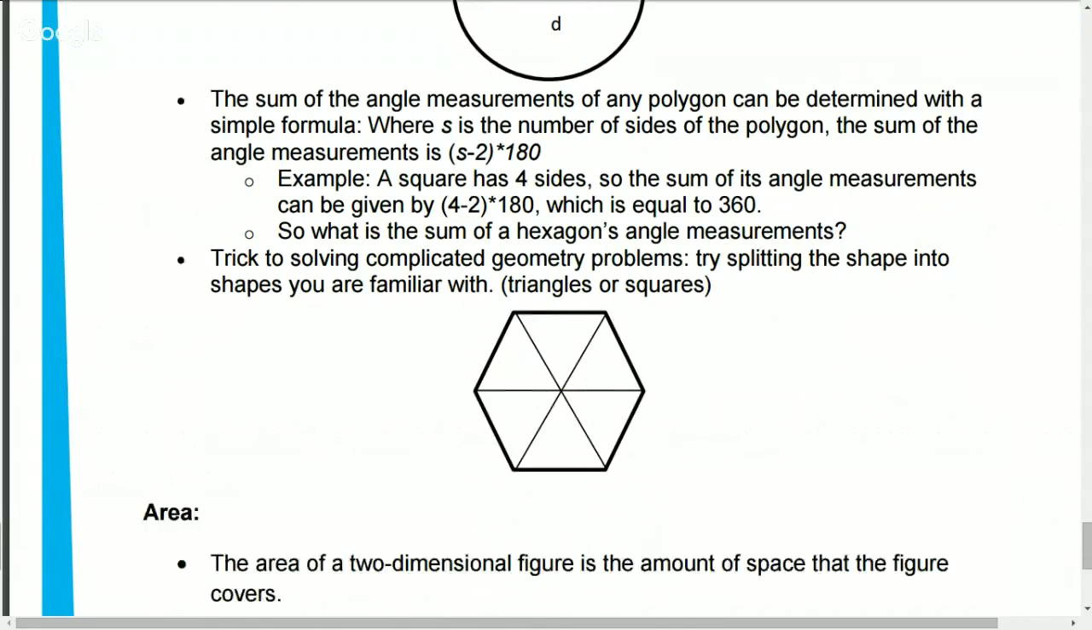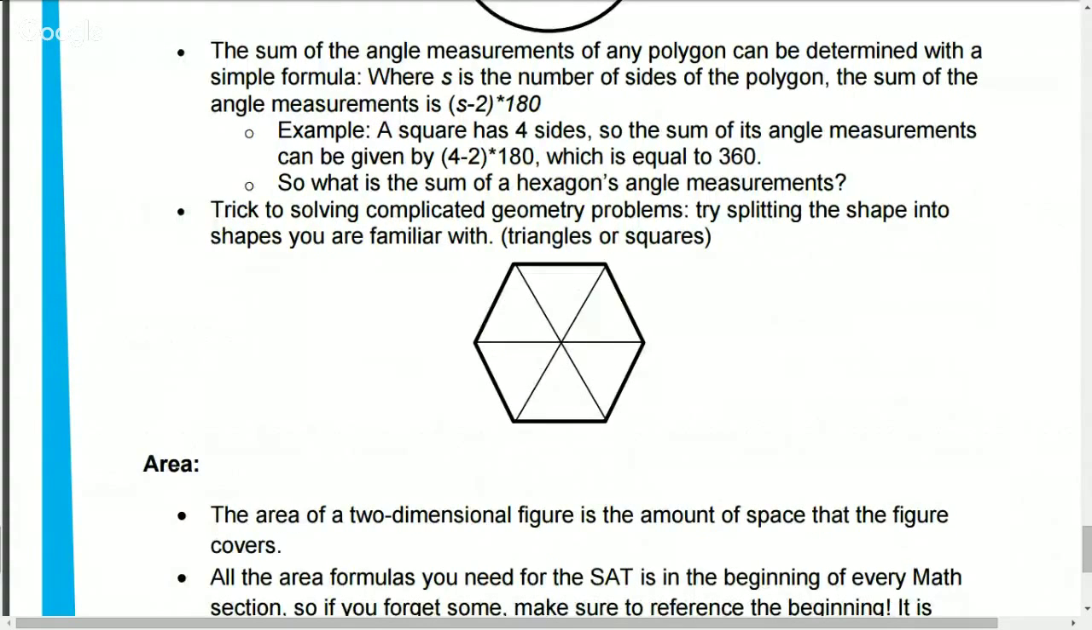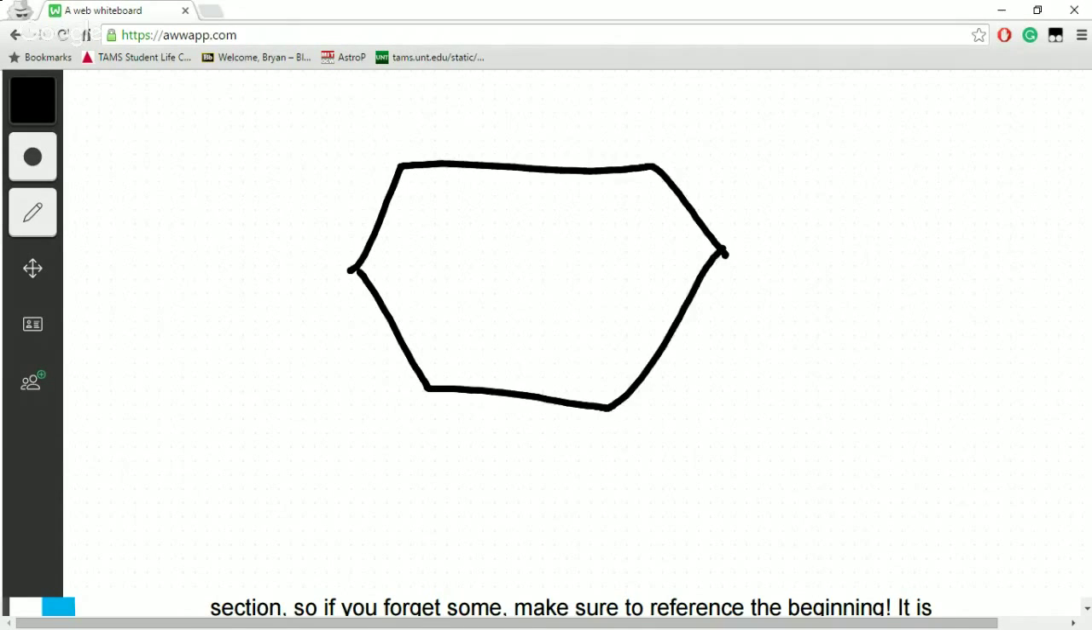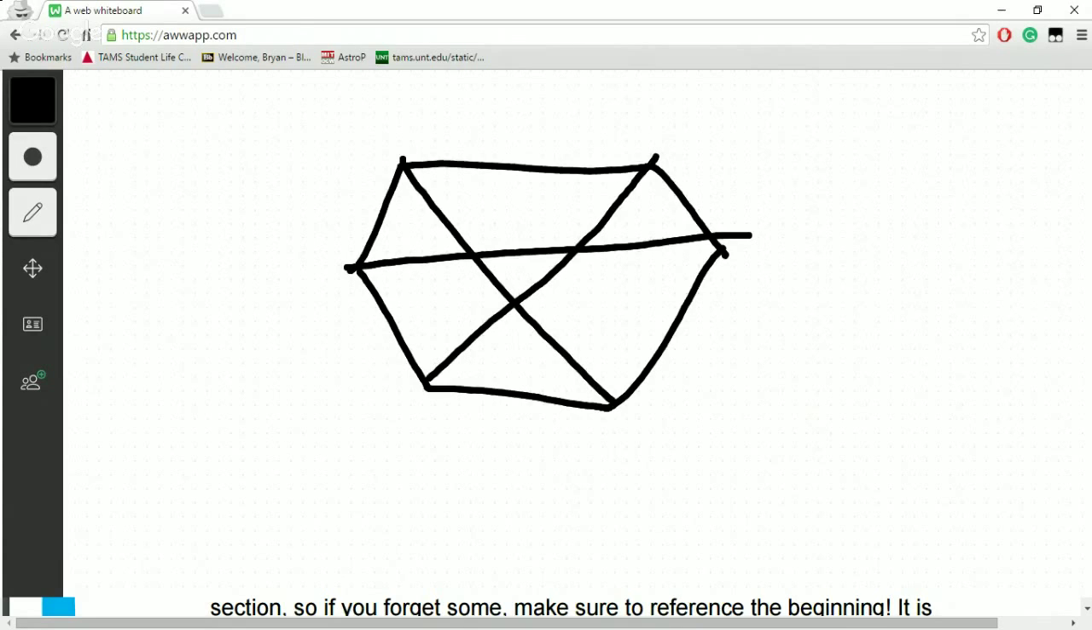So let's start solving complicated geometry problems. We can split the shape into shapes we're familiar with. Once again, let's look at the hexagon. We can divide this up into different triangles, and from there, we can find the side lengths. This is a bad example, but we can find the area of one triangle and multiply it by 6.